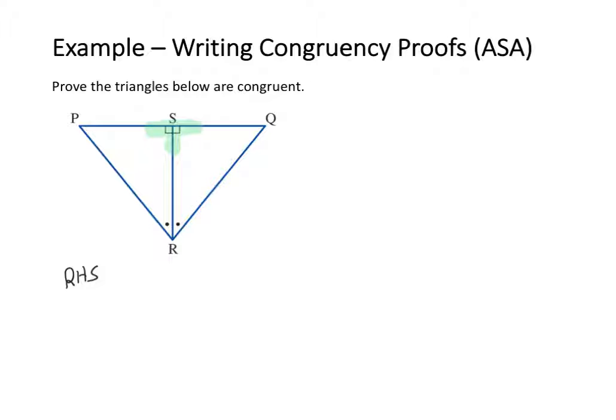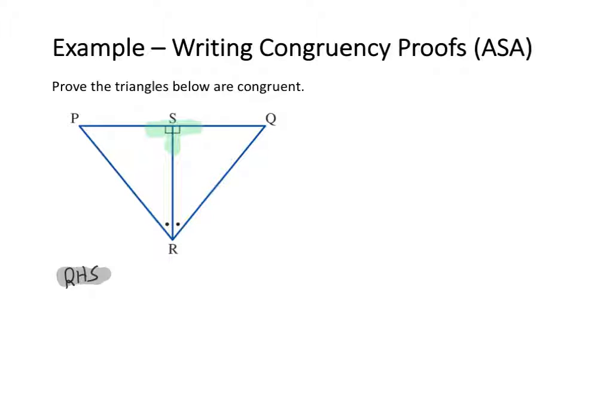Next I need to see whether I've got 2 hypotenuses that are equal. So having a look at the hypotenuse sides, I've got no information to tell me that those 2 sides are equal. So therefore I can't use the RHS rule to prove that those 2 are congruent.